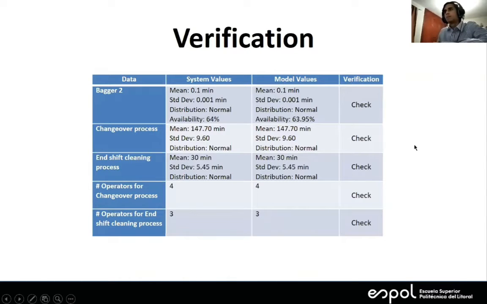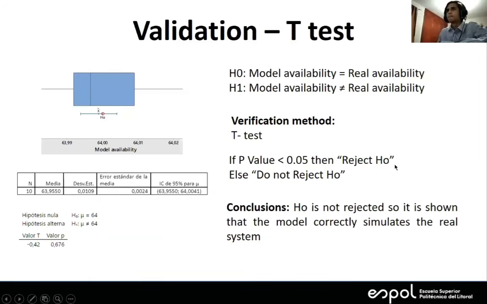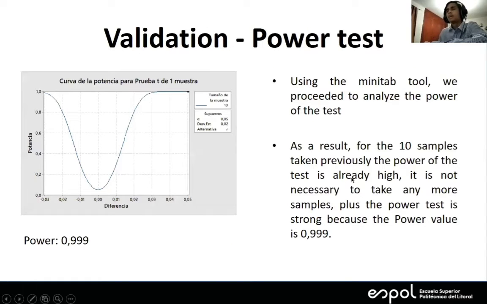For the verification of the model, it was sent to the manager in charge of the area and to the lead operator, who were able to verify that the model data do reflect the reality of the system. And finally, the validation. For this step, we obtained 10 samples of the results of our model and performed a t-test, which gave us a favorable result. Then we performed a power test to determine whether or not it's necessary to take more samples. As the result of this test was high, it was concluded that the study's performance is reliable and the validation process was completed.